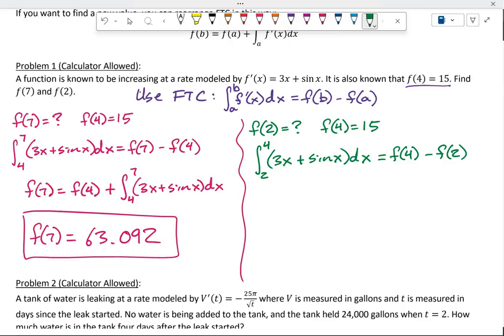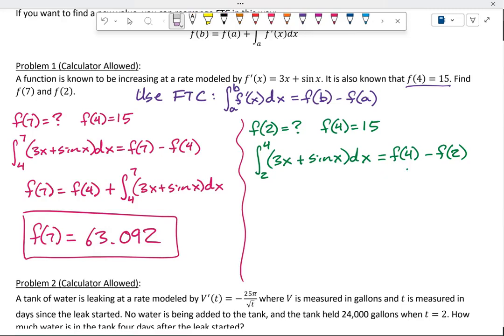Which one are we calculating, though? So it is different than the last one. You have to be careful. That's why I recommend you write out your FTC. Okay? So you're solving for f of 2. There's a couple different ways of doing that. What would we do first? All right, so we can subtract what?